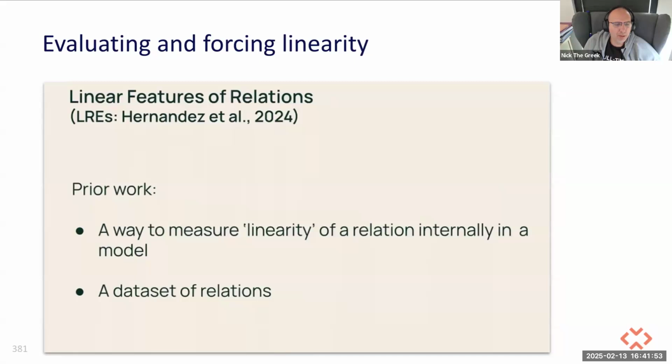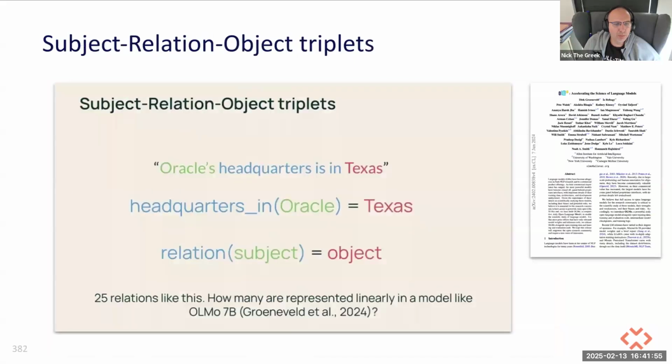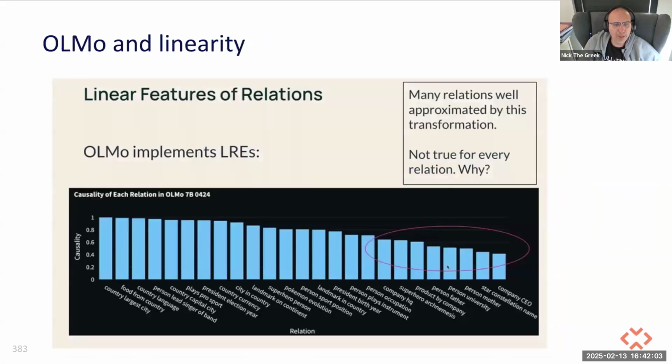Evaluating and enforcing linearity. Okay, so I think I kind of rushed this because we ran out of time. How many relations are linearly represented in a model? Almost 7 billion. They spent some time, they analyzed, and they actually found in every checkpoint in OLMo for how many relations this linearity is preserved.